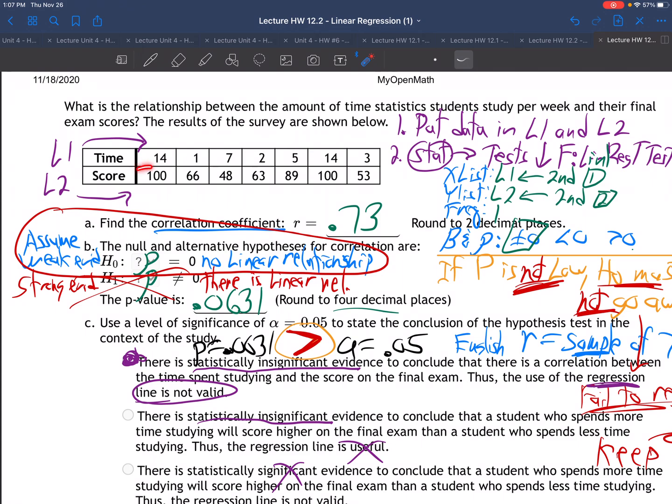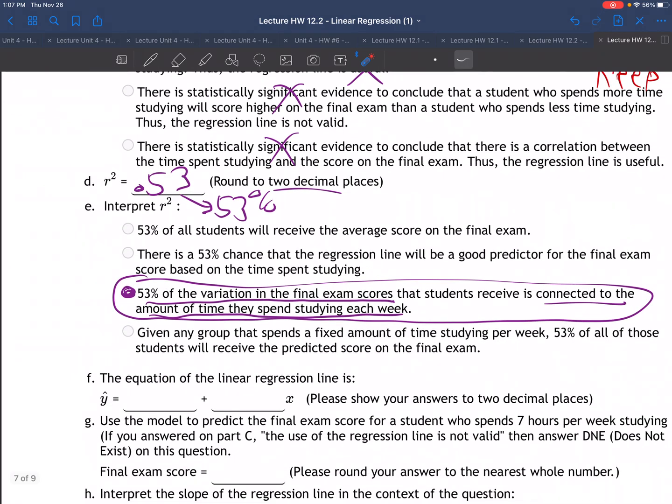So how much does time spent studying affect your score in the final? Well, that's what R squared tells you. R squared tells you, which is 53%, that's what. 53%.